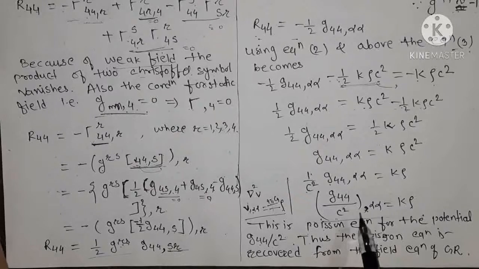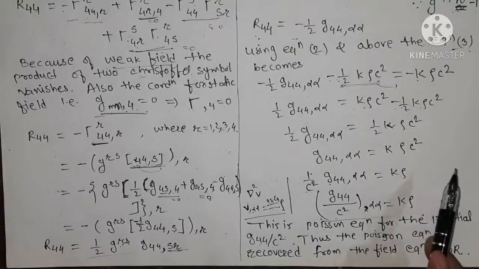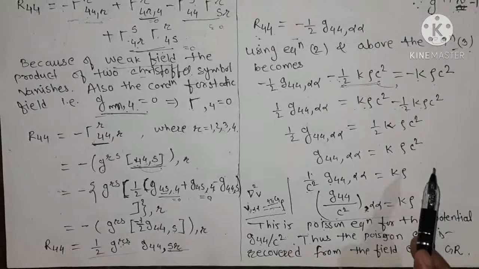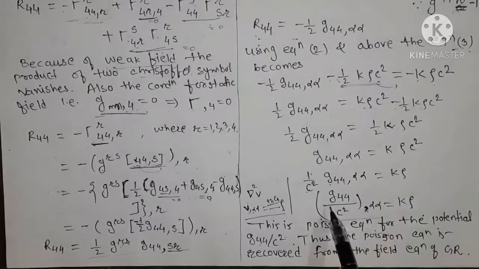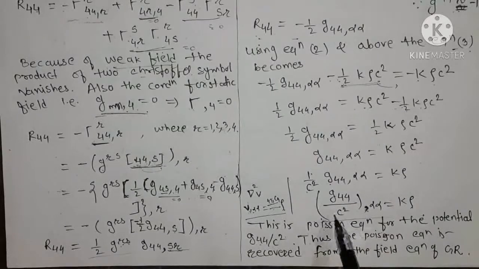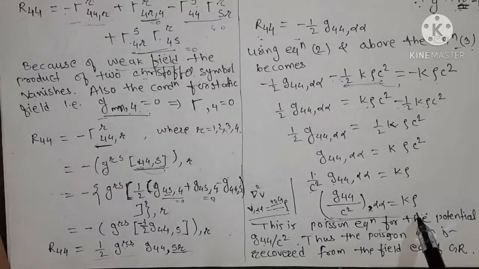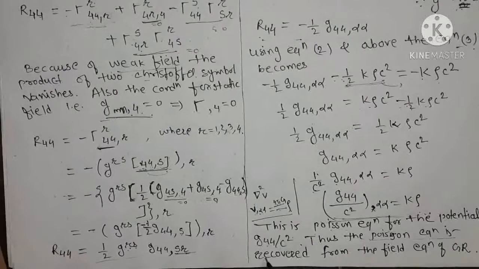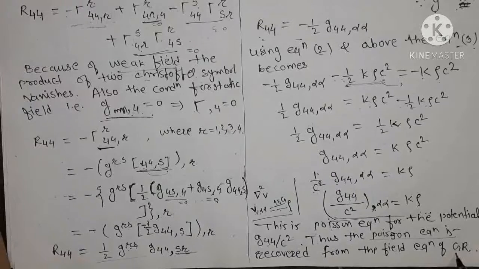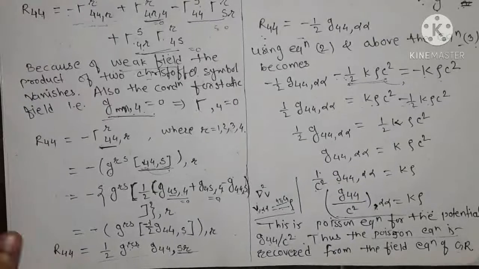Thus we say that the Poisson equation is recovered from the field equation of general relativity, because as we assumed previously the field equation, and from that field equation by taking the Newton approximation we derive this equation, which is nothing but in the form of the Poisson equation. So the Poisson equation is recovered from the field equation of general relativity, which completes the second approximation of Newton theory about the comparison of Einstein equation with the Poisson equation.